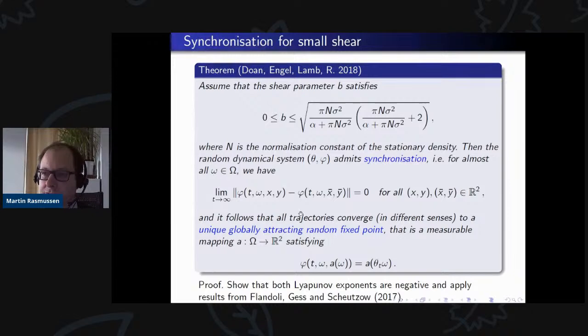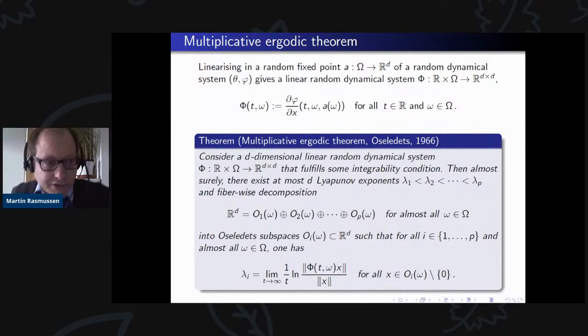So let me maybe explain something about Lyapunov exponents, because Lyapunov exponents will appear later in all kinds of variations in this talk. Let's focus on a very simple situation where we have a random fixed point of a random dynamical system, and we just assume that we have a d-dimensional system here. If you have a classical deterministic dynamical system and you have a fixed point, to understand the local behavior at this fixed point, you would just look at the Jacobian of the right-hand side, and then you would look at eigenvalues, and then you would get eigenspaces, which give you some information on stable and unstable manifolds and so on, and on the stability.